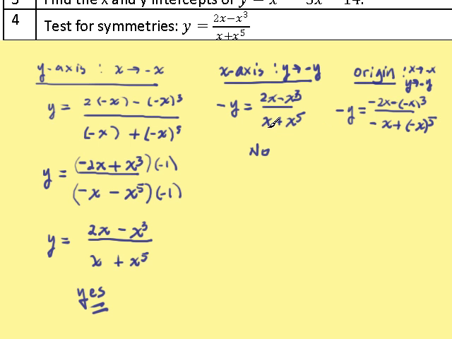Now we saw over here that when we replaced on the right hand side, replaced x with minus x, we saw that we do end up with the same expression. So we have minus y is equal to, again, if you multiply top and bottom by -1, we will get this. And this is not the same as the original because of this minus y here. So no.